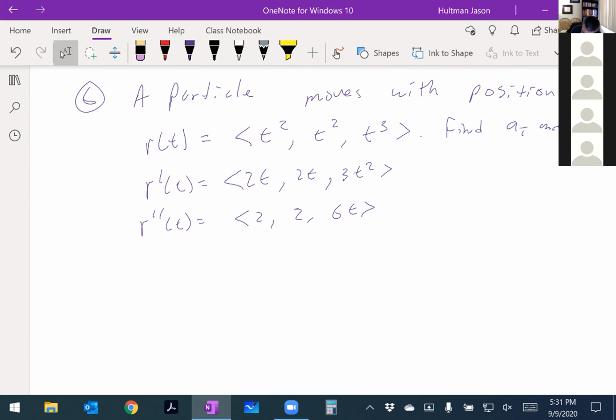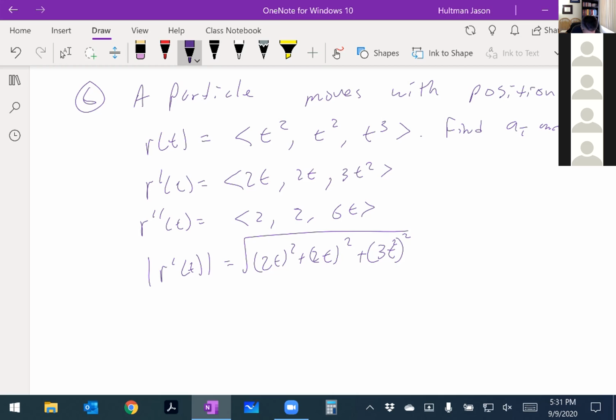Okay, what's the magnitude of r prime of t? This is going to be the square root of 2t squared plus 2t squared plus 3t squared squared, right? Okay, this is going to be 4t squared plus 4t squared. That's 8t squared plus 9t to the fourth, square root. Okay, so come back to that a little bit later.